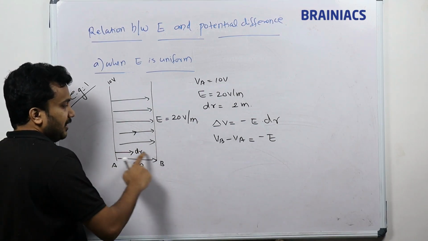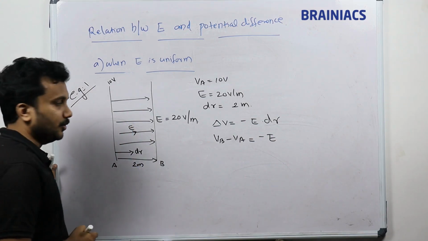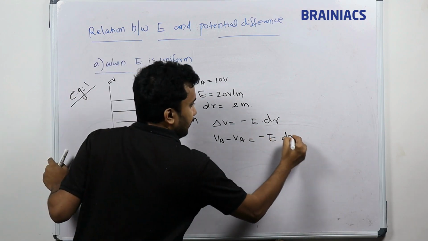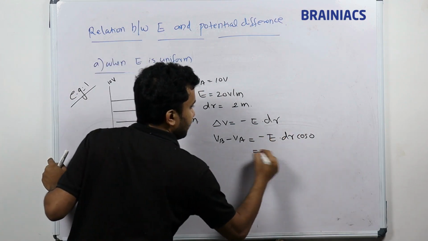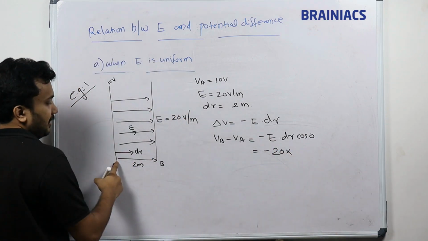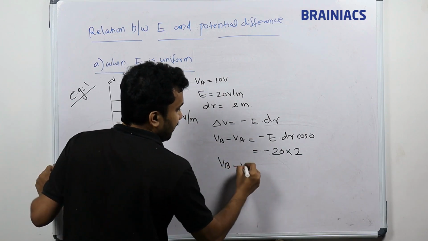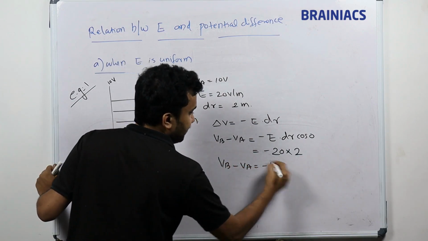So A to B. So dr is like this and electric field is like this. What is the angle between them? 0 degree. So E dot dr into cos of 0. What is the electric field value? 20. So minus 20 volt per meter. Dr, distance from here to here is 2. So VB minus VA will be equal to minus 40.